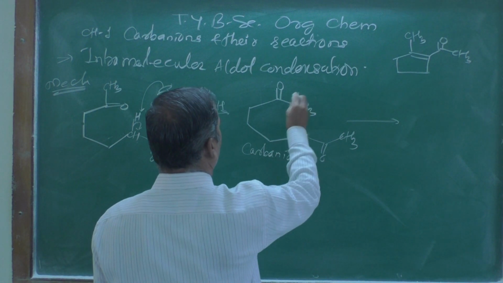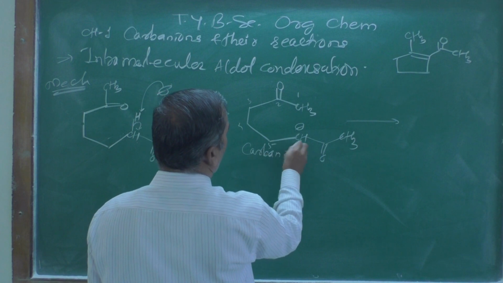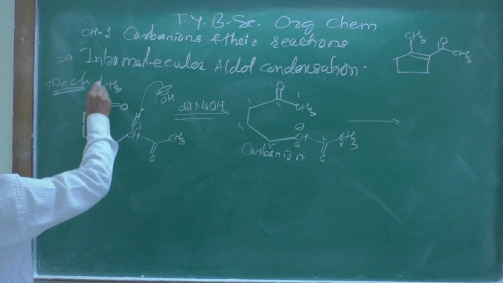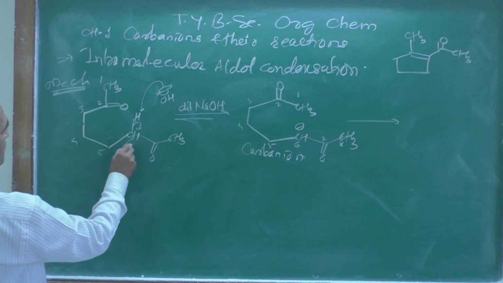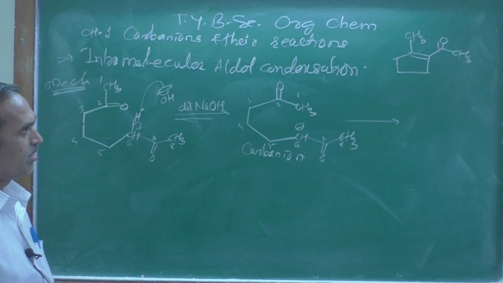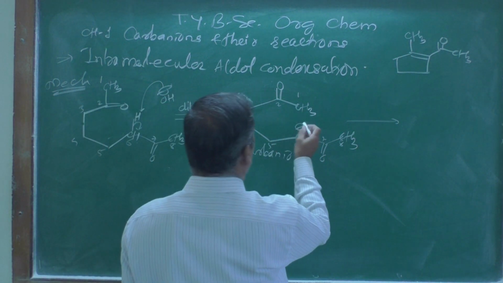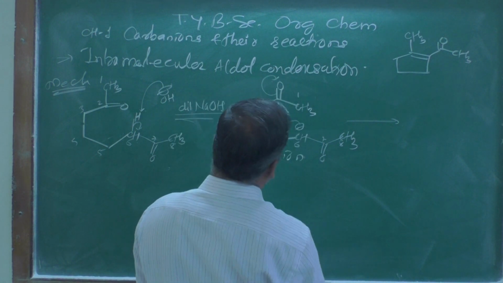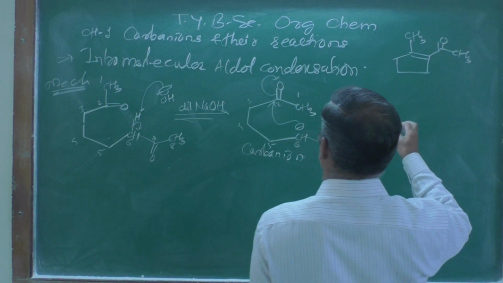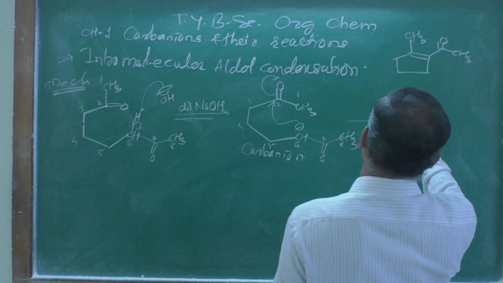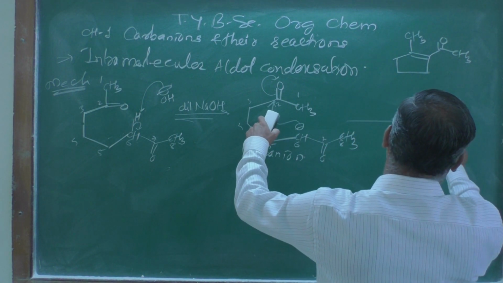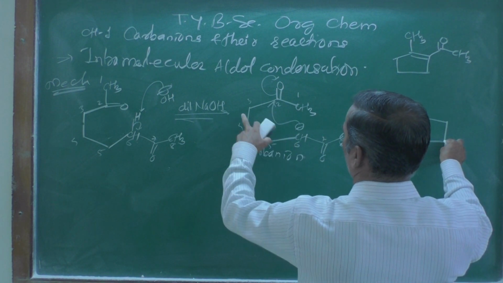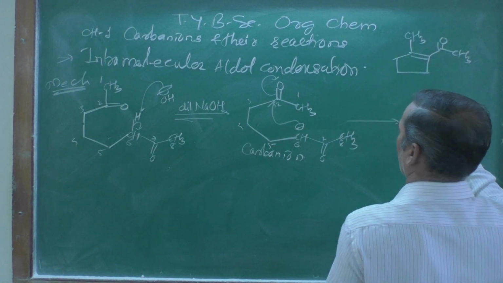This is carbon number 1, 2, 3, 4, 5, 6, 7 and 8, right? Here also you can give the number 1, 2, 3, 4, 5, 6, 7 and 8, right? Now this negative charge is going to attack this carbonyl group, giving a negative charge on that oxygen atom. What do you get? Here you can write a 5 membered ring like this, right? I am writing 1 bond, 2, 3, 4 and this one 5 bond.